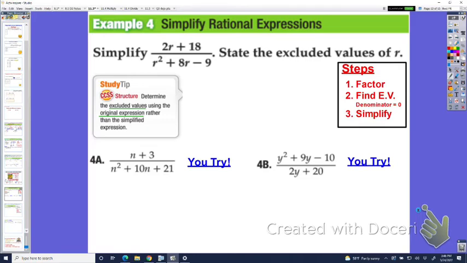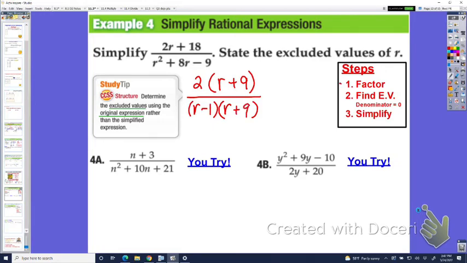So we're going to simplify this rational expression. The steps are listed in the box here. First, we're going to factor the numerator and denominator. Find the excluded values. So again, that's when you set the denominator equal to 0. And then we'll look for any common factors that will divide out. So at the top, 2r plus 18, that has a GCF of a 2. So you can bring out a 2, and it's 2 times r plus 9. On the bottom, two numbers that multiply to a negative 9 that add to 8. This factors into r minus 1 and r plus 9.